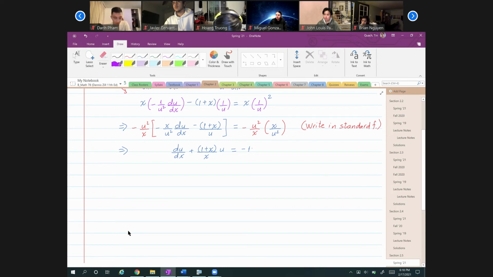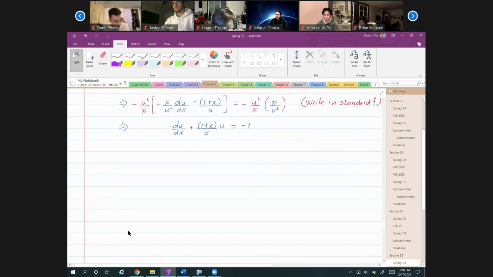In this case, ask yourselves, can I solve this equation by separating the variables? Maybe it's too complicated, but I noticed that this looks like the derivative, and this is p, and this is q. So I use an integrating factor. So I'm going to find an integrating factor.